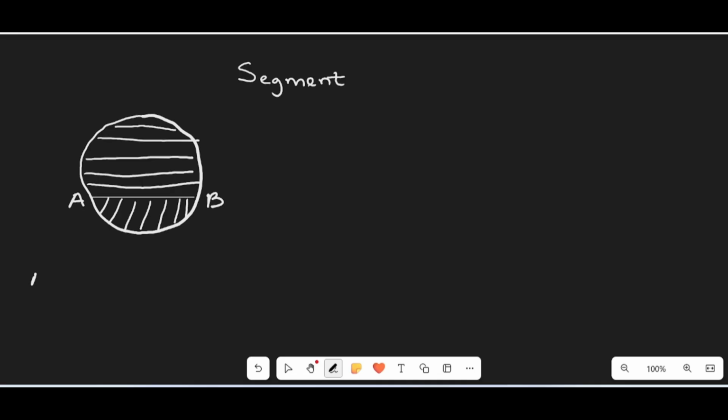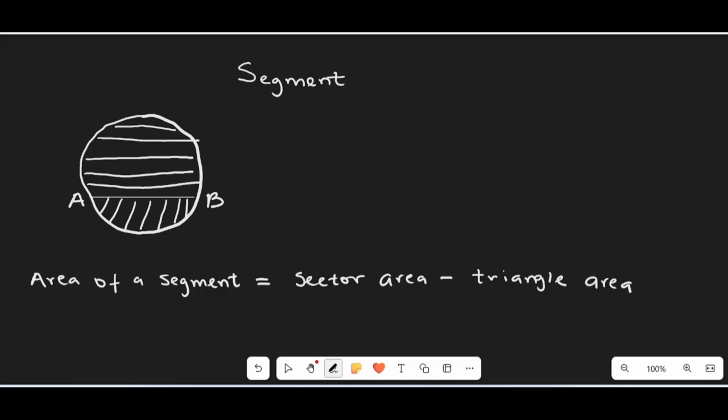And the area of a segment equals sector area minus triangle area. Let us draw this for better understanding.